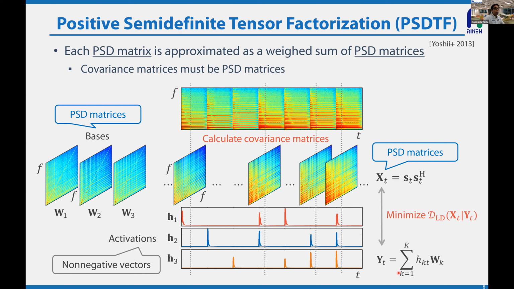Here, for example, Yt, the covariance matrix at time frame t, is approximated by a weighted sum of basis matrices, where the weights are determined by these activation vectors. Here, some divergence between the observation and the reconstruction is minimized. This is the objective of this method. This is a mathematically natural extension of Itakura-Saito NMF that can be used for audio signal modeling.